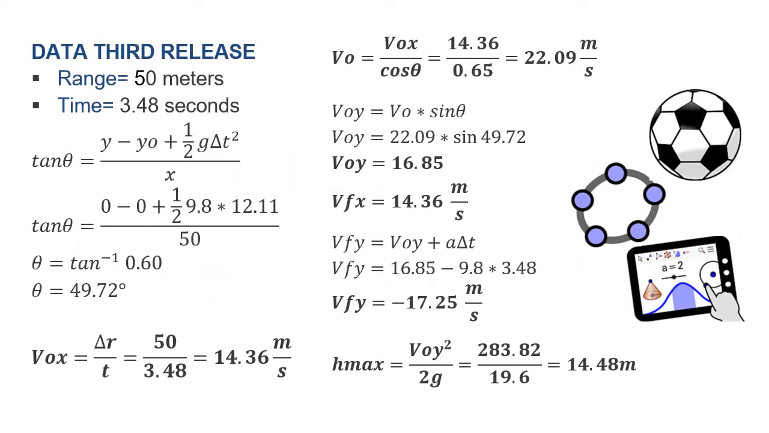Okay, the data for the third release in English. Its range is 50 meters and the time is 3.48 seconds. With this, we calculate the angle and we got 49.62 degrees. Then, we got the initial velocity in x-axis, that is 14.36 meters per second. We cleared the equation to get initial velocity. In our case, we got 22.09 meters per second.